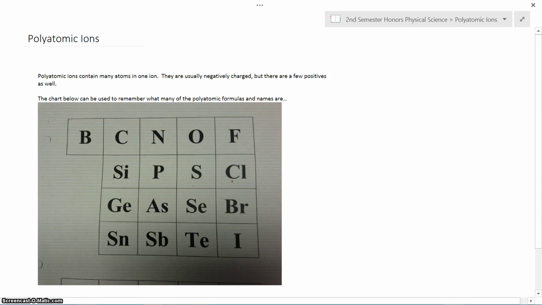The chart that you see here is going to help you remember what those polyatomic formulas are and what their names are, so what their endings are. Many of the endings that you'll see will end with ATE. If they end with ATE, that's what we're going to set up here on this chart. So the first thing you do is cross off O and F, and then these three right here, B, C, and N, they will all form an O3, so they'll have an O3 on the end when their ending is ATE. These three as well, chlorine, bromine, iodine, they also form O3s when their ending is ATE.